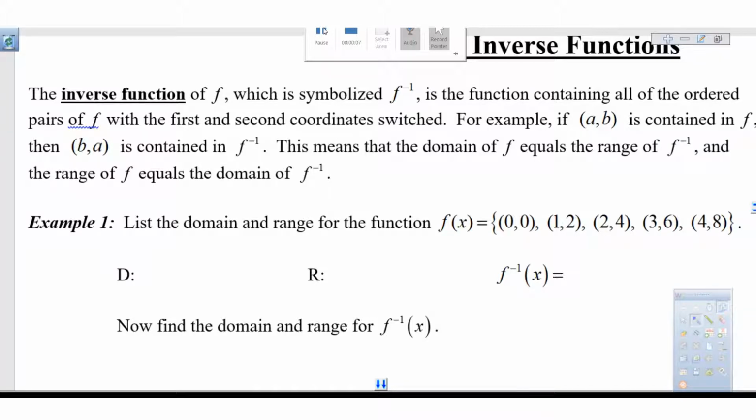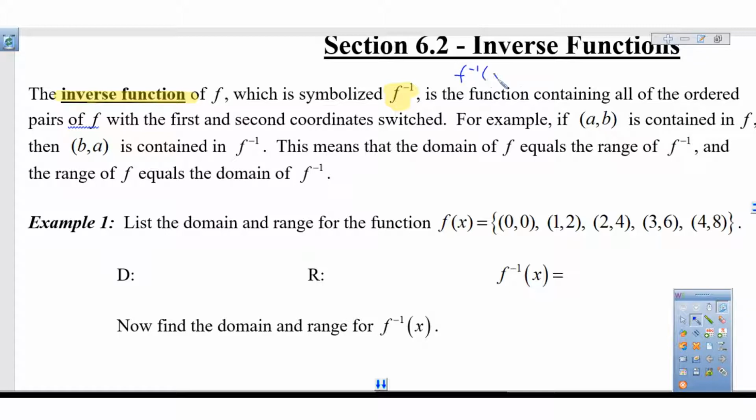Okay, so today we're going to deal with inverses. Basically, notation for an inverse is f to the negative first. I don't usually write it like that. I write it as f to the negative first of x, which means f inverse of x. All you do is switch the x's and y's. So if the point (a, b) is on f of x, that means the point (b, a) is on the inverse.